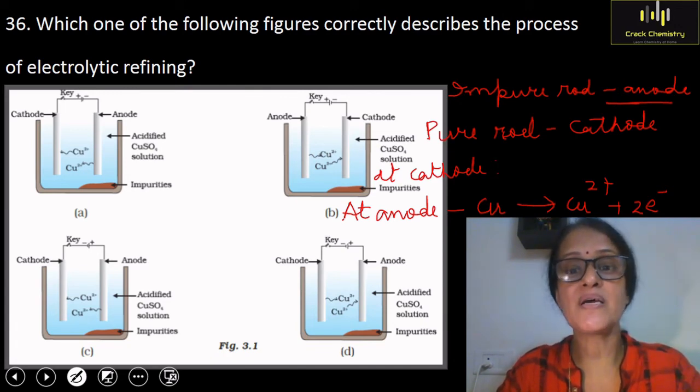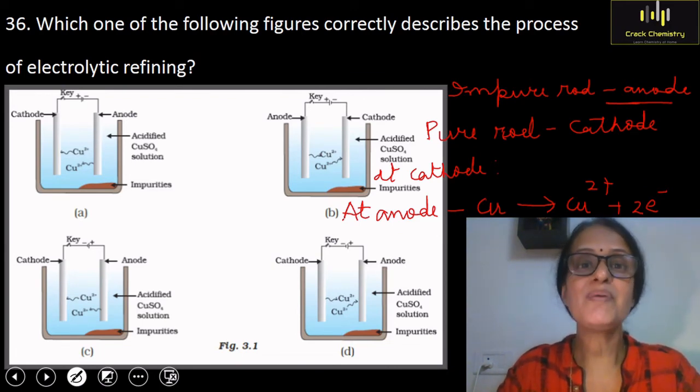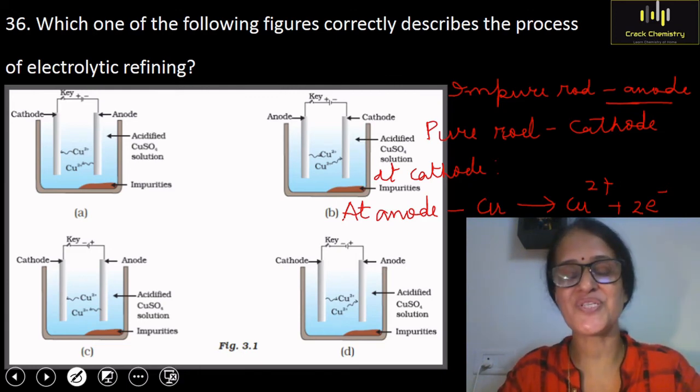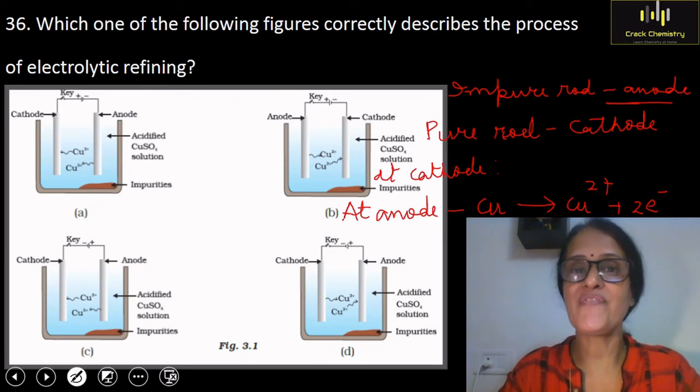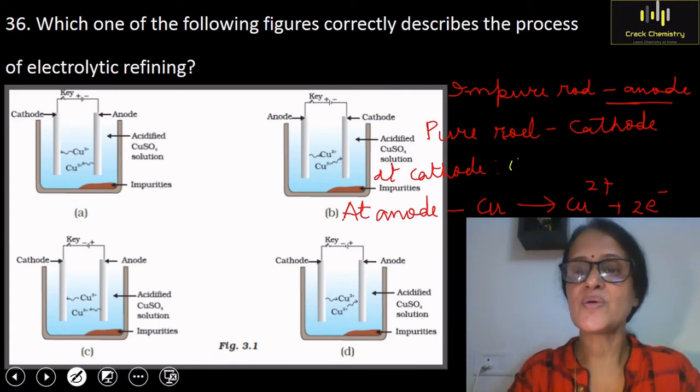Equivalent amount of copper ion means, just now we have discussed that during oxidation, copper will be oxidized into copper ion and will go into the solution. At the same time, the same amount of copper ion will be deposited at the cathode by the process of reduction. Reduction means gain of electrons. So I'll show you by means of a chemical reaction. You can see here at the cathode, Cu2+ will take 2 electrons from the cathode and will convert into copper.